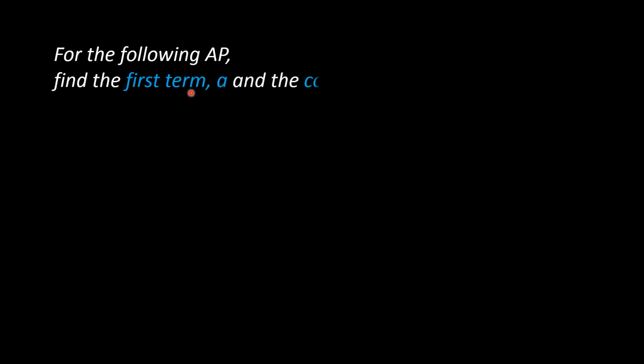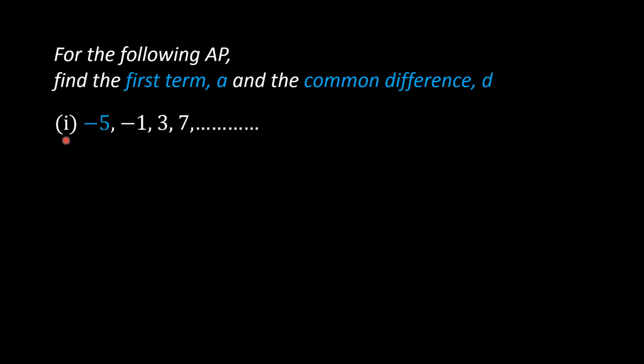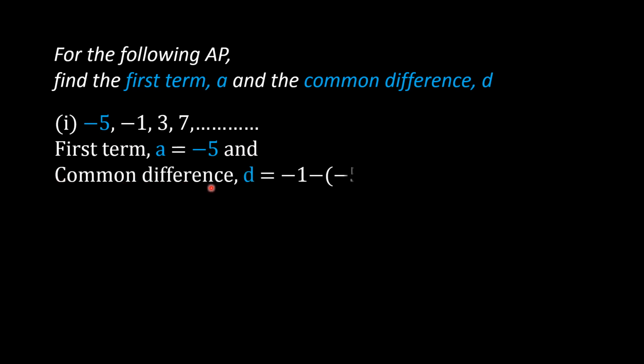Find the first term A and the common difference D. First example is minus 5, minus 1, 3, 7, and so on. Here the first term A is minus 5 and the common difference D equals minus 1 minus of minus 5.